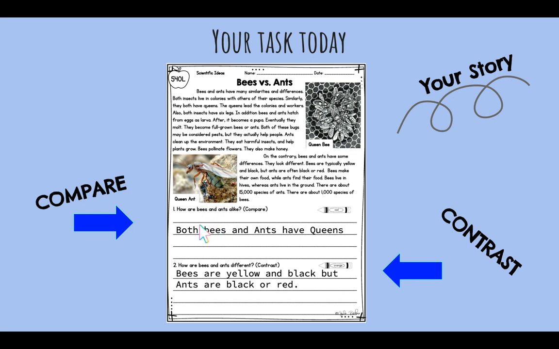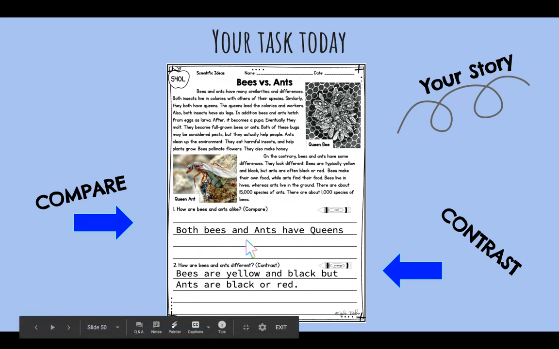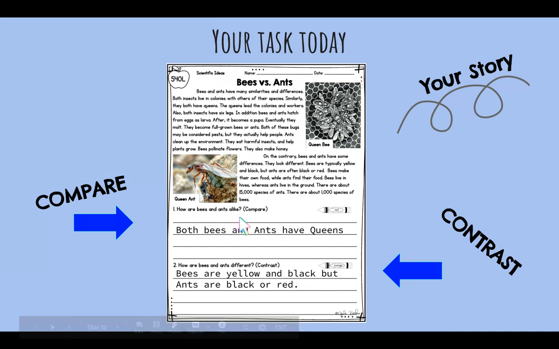So, you only have 2 questions to answer today. And your first question is, how are bees and ants alike? So, we are comparing. Notice how I put that in parentheses to give you a hint. I went ahead and gave an example for you, and you're welcome to use this, but I don't want you to use just mine. I want you to also come up with one on your own.